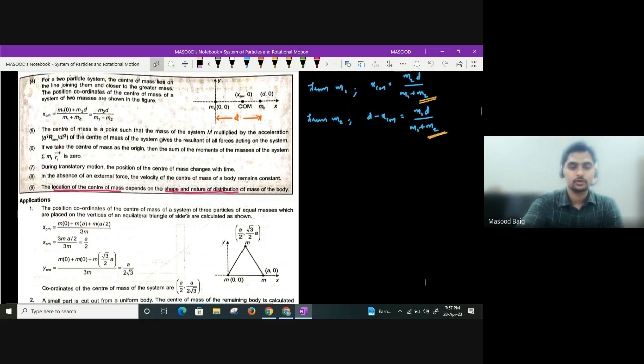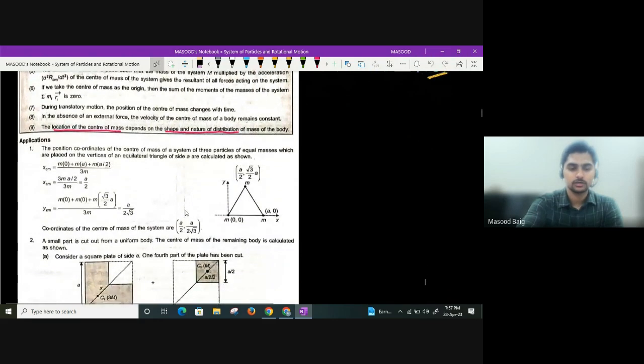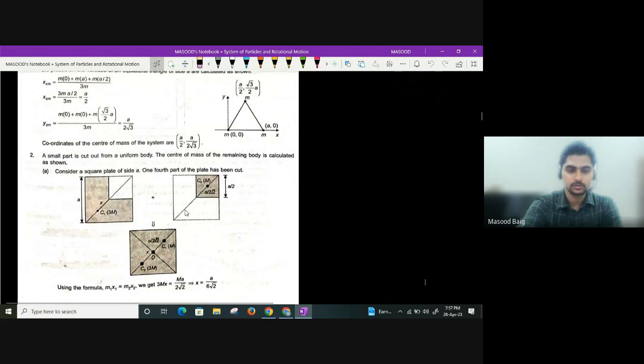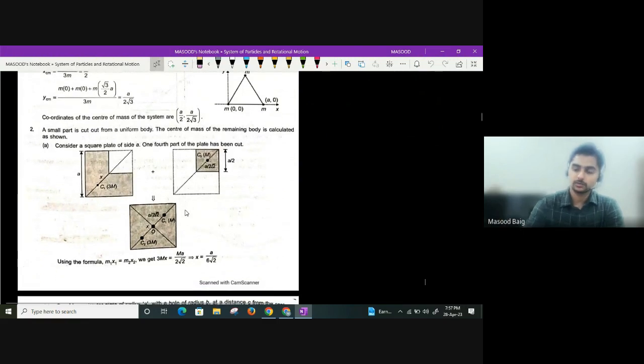You can find point mass applications, so you can do those directly, guys. It's not a big deal. I hope you can solve those. However, I'll tell you this question. A square plate is given, a uniform object, and what is removed? One fourth of the plate has been cut. Where is the center of mass? They're asking. Very simple logic, guys.